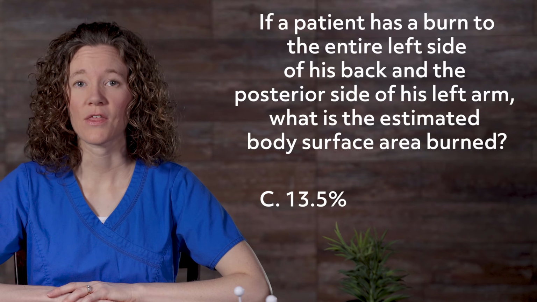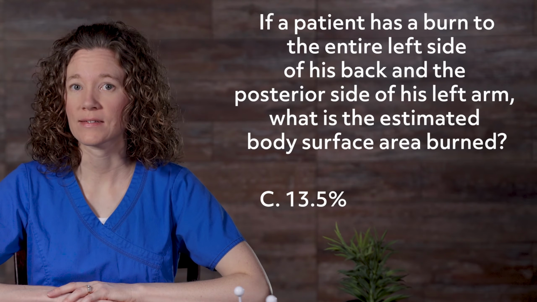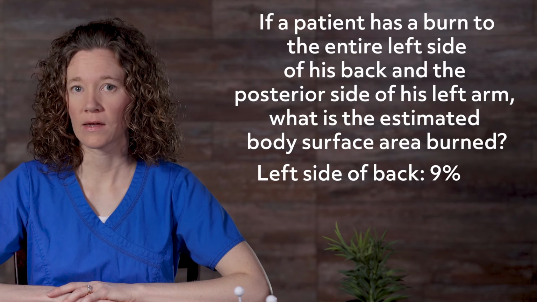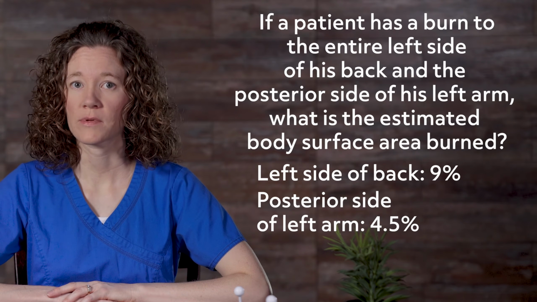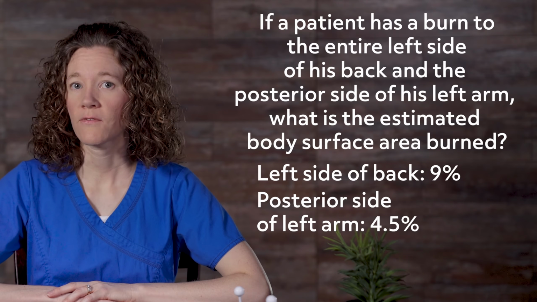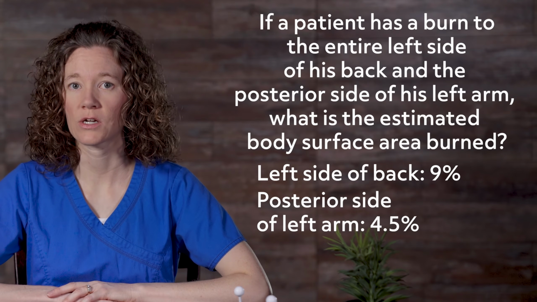If you chose C, 13.5%, you're correct. The entire left side of the back makes up 9%, plus the posterior side of the left arm is 4.5%. If it was his entire arm, the anterior and posterior, then it would be 9% for the entire left arm. In this case, it was just one side of the arm, so it's 4.5%.